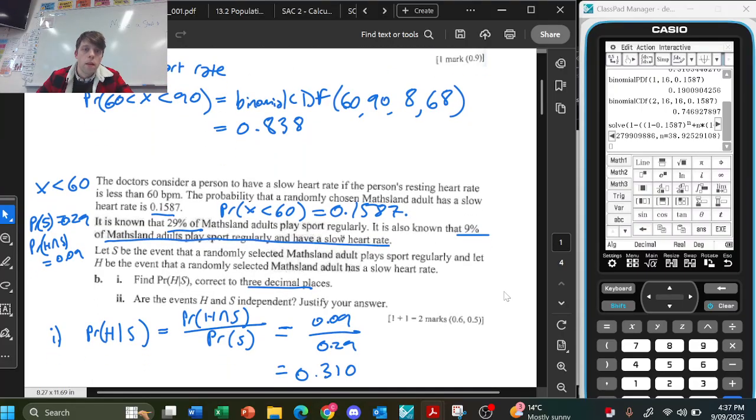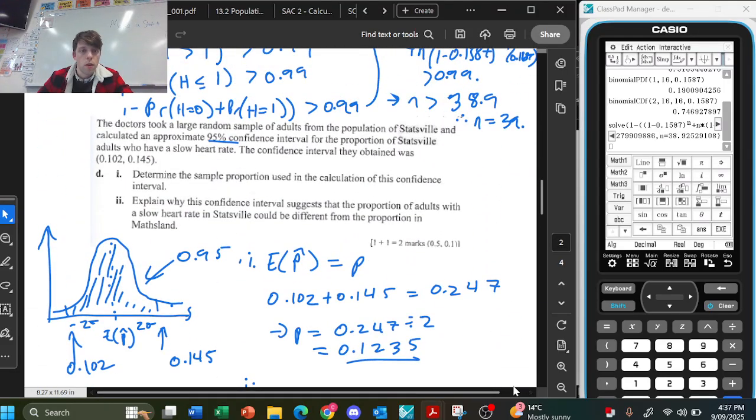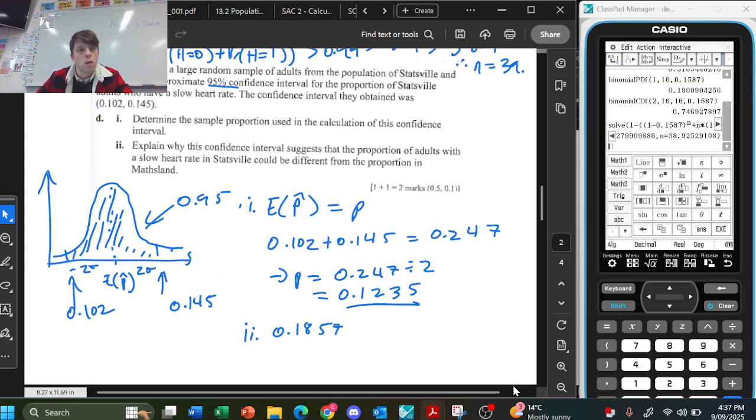Well, we know that the probability that a randomly chosen person has a slow heart rate is 0.1587. So I think all we need to do here is see that 0.1587 is actually outside of this little confidence interval, so it is larger than this confidence interval here. We can say that therefore we're dealing with different normal distributions. I think I'll come back to that one. It's because it's outside of the confidence interval there. What did I say before?